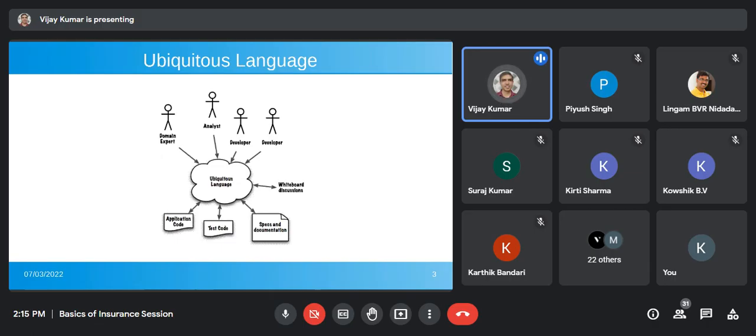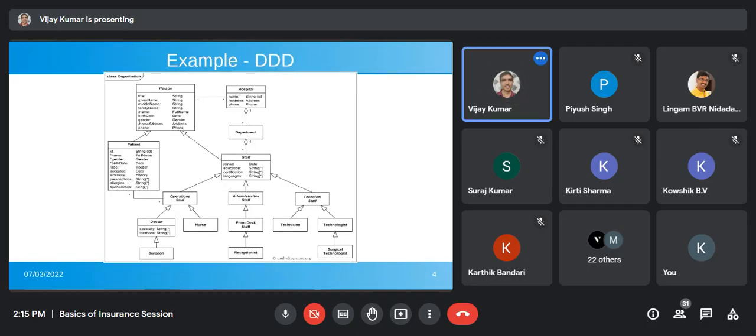If you understand this ubiquitous language and what domain-driven design is, why it is necessary and why we do it, then let's take an example of the hospital industry. I won't directly jump into the insurance industry. I'm going to talk about more basics before we get into more details on insurance. Let's, for example, take hospital as an industry and try to understand their business.